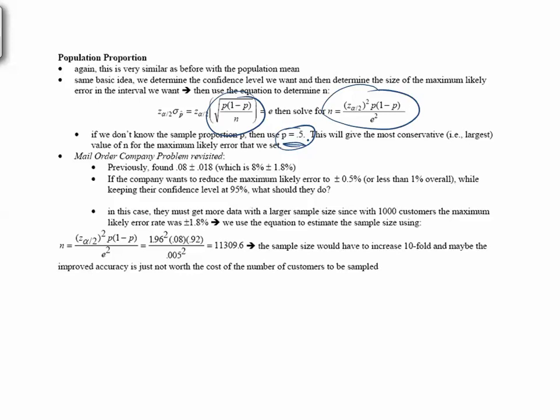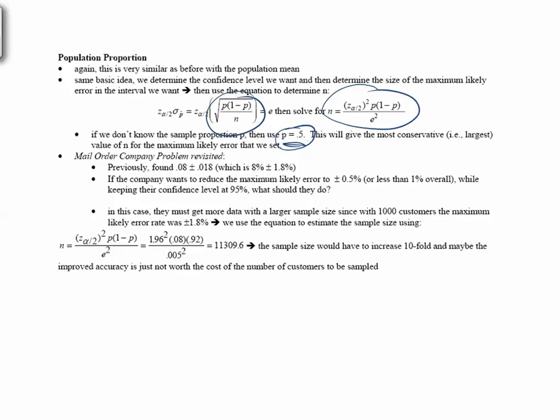Oh, I'm sorry. In this example, we have a mail order company problem that's revisited. So 8% were returning customers. We had an expected value of 9%, but we wanted to know within 1% overall, what is the sample size for our confidence interval.